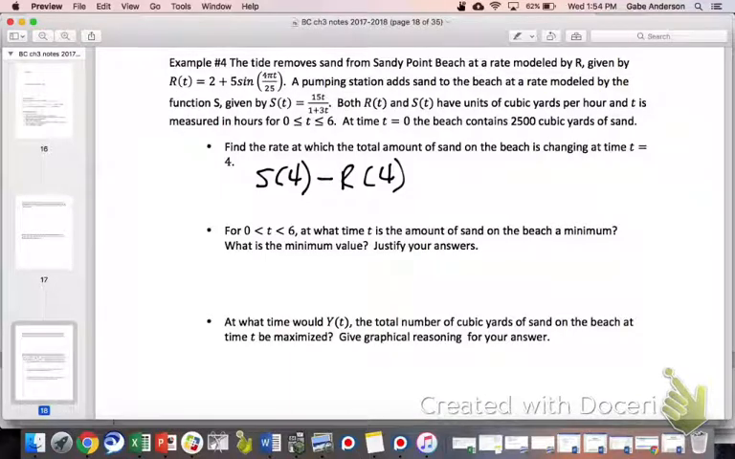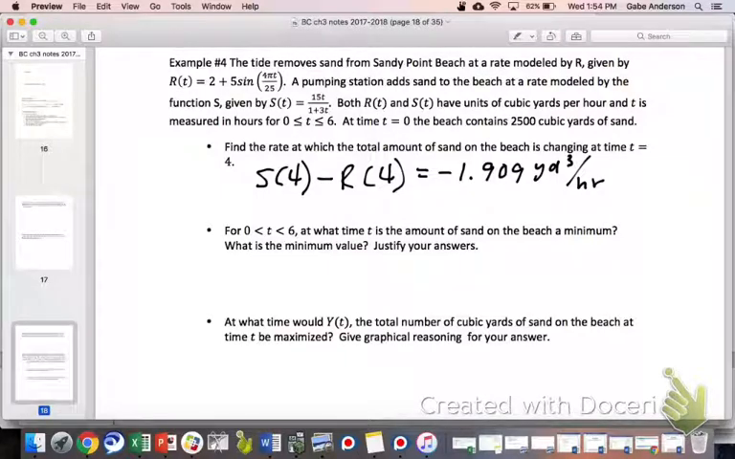One is contributing to the amount of sand. The other one is taking away from the amount of sand. So you'd put the amount that is contributing to the sand as a positive, minus the one that is taking sand away. So when you ran that through your calculator, hopefully in radian mode, how did that end up working out? Negative 1.908 or 1.909? Yep. And that would be in cubic yards per hour.